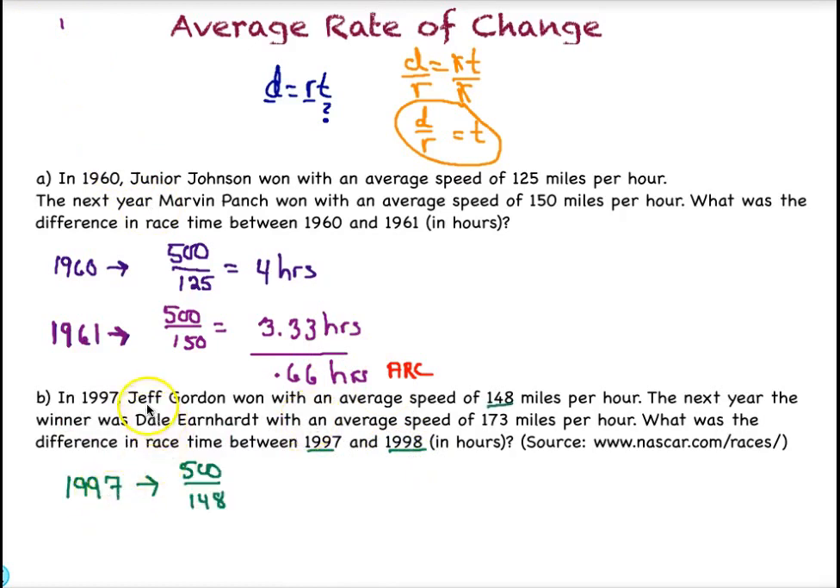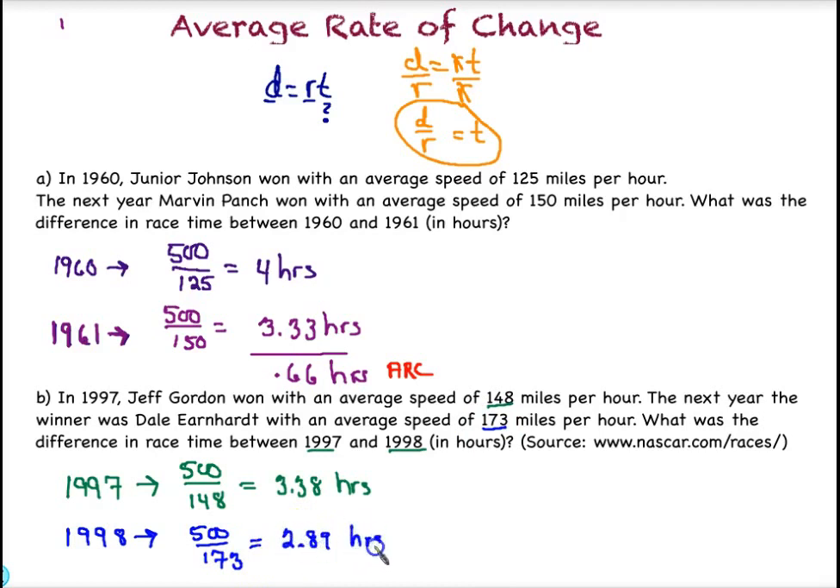In 1997, Jeff Gordon won with an average speed of 148 miles per hour. So if we divide the distance by how fast he was going, we end up with 3.38 hours as his time. Now let's look at Dale. Dale's average speed increased to 173 miles per hour. So how long did it take him? If we divide these, we end up with 2.89.